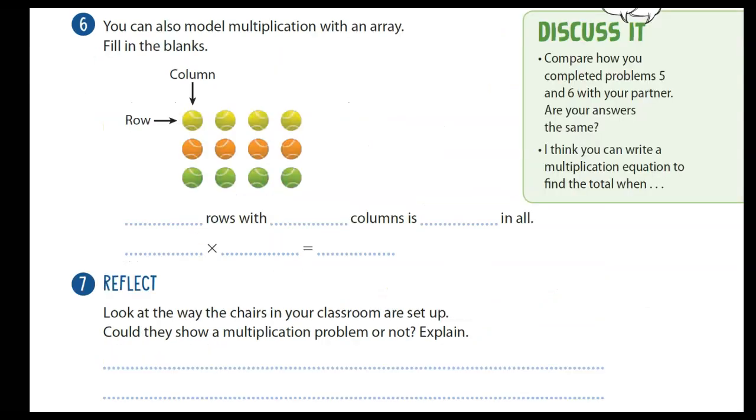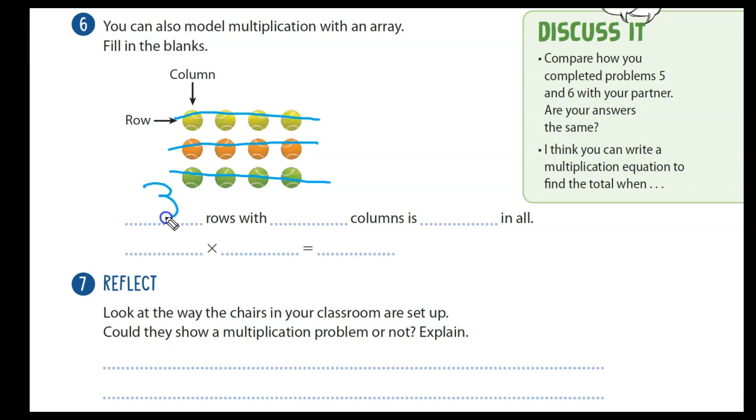So at first we use a strategy equal groups, right? But now I could use a strategy of doing an array. An array is having columns, okay, and rows. It goes something like this. So for example, rows are the ones that are horizontal. Okay. So how many rows do I have in this example?